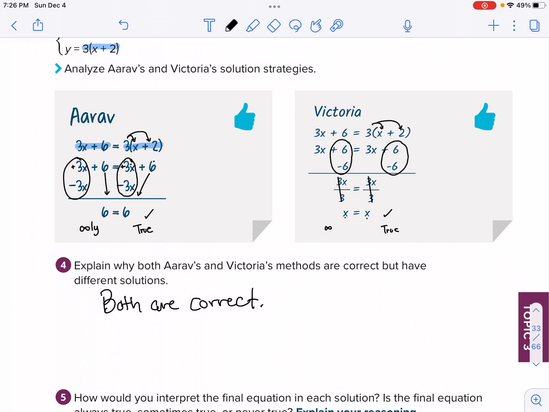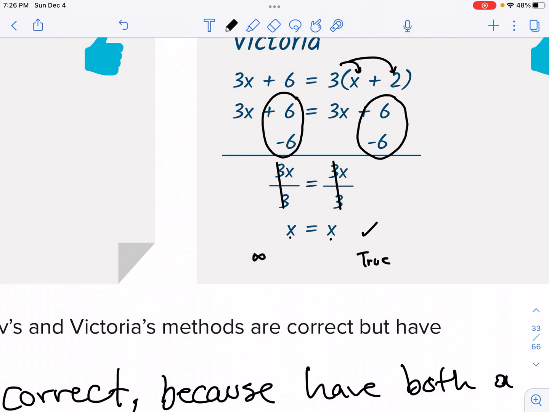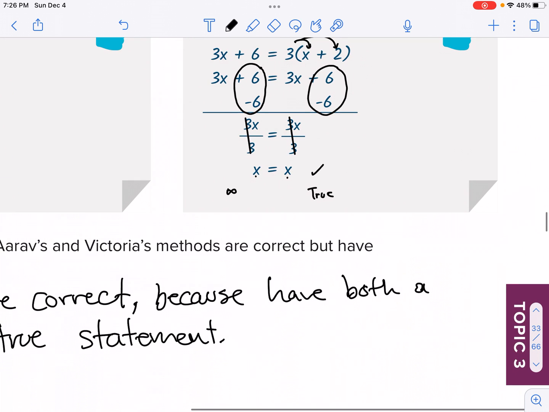The reason that both are correct is because both have a true statement. Typically, at least in the last one, we're used to a numerical statement where it's just numbers, but we can even have a variable statement of letters. X is equal to X, yeah, that's true. Banana is equal to banana, okay. If ever you get a true statement, you know you're done.